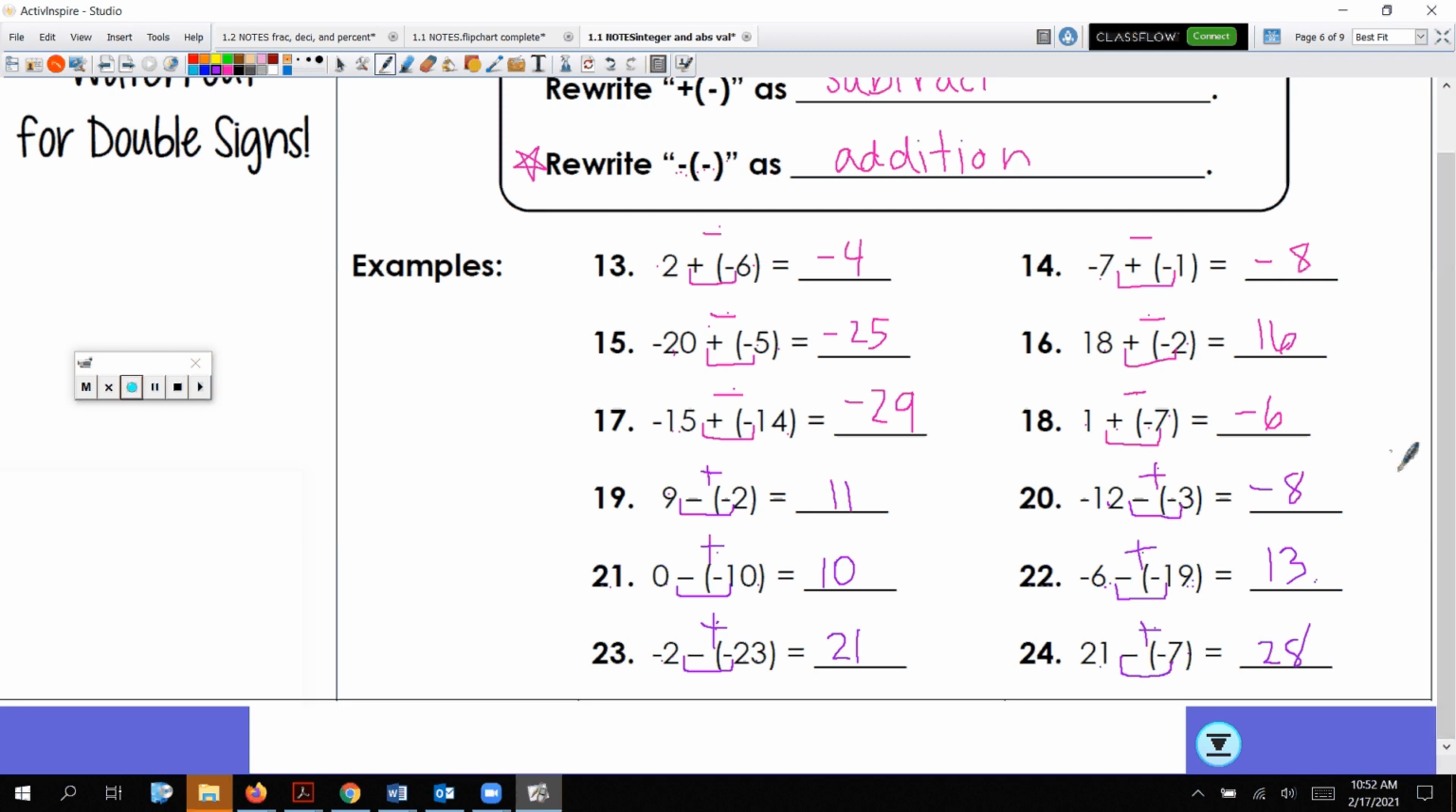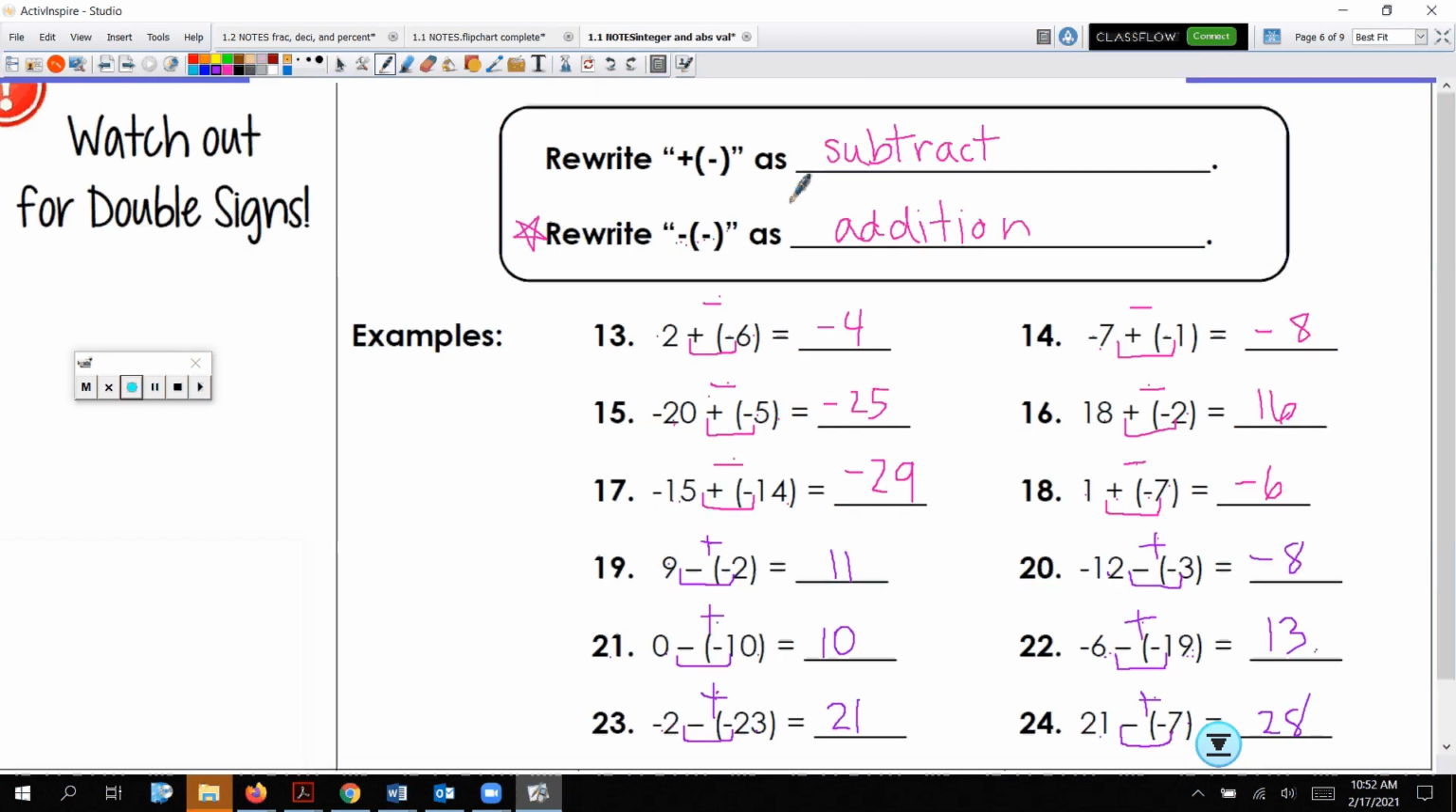Okay, so make sure you take your time. If you see double signs like this, even if this negative belongs to the number on the right of it, if it's a plus minus together, like here, that is just subtraction. So it just becomes 2 minus 6.